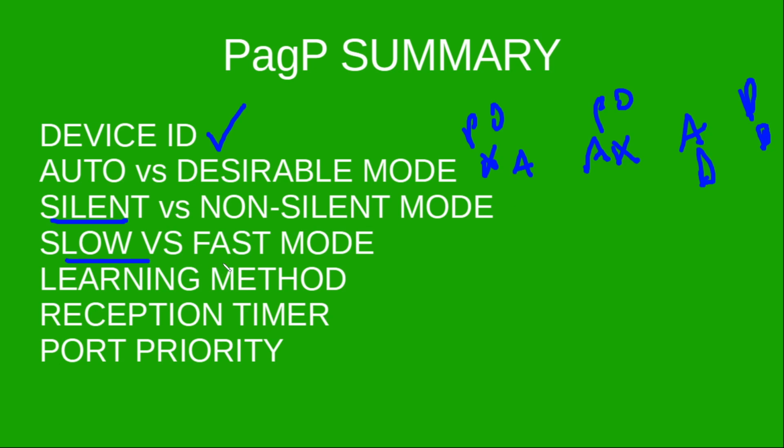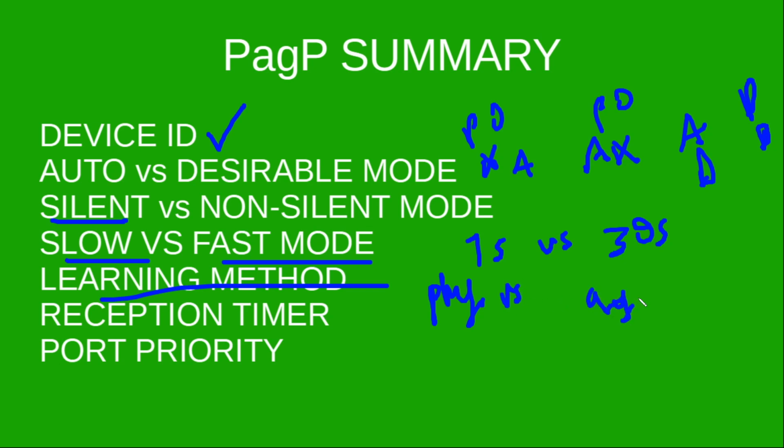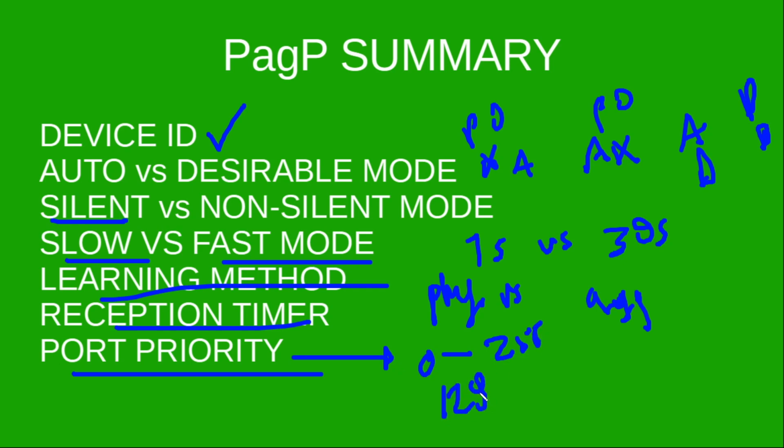You have slow or fast mode hellos that are 1 second versus 30 seconds in that order. You have 2 learning methods, per physical and aggregate. We have another obscure feature that is known as reception timer, and we remember that we have port priority, which can go from 0 to 255, defaults to 128. It will select one interface to send traffic out of the switch, one specific port from all your ports.